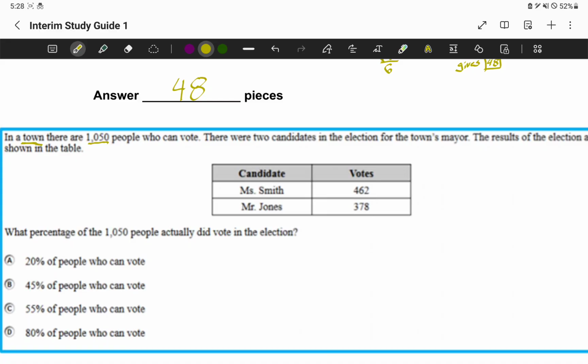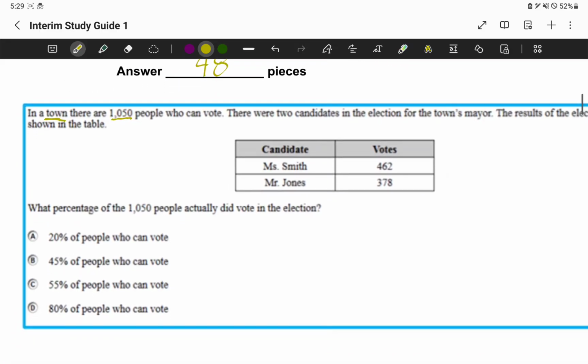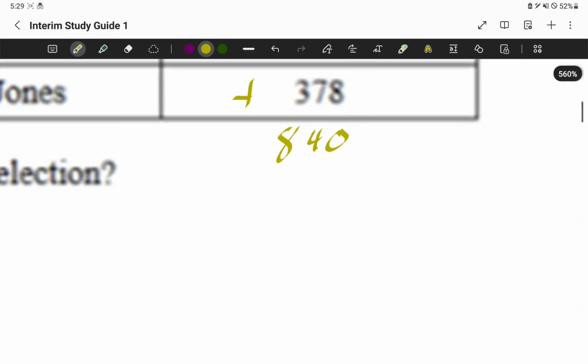So we got these 2 people, and it wants to know what percentage of people actually voted. So we add these people together. Well, 2 plus 8 is 10, carry 1. 1 plus 6 is 7. Yes, I know I said that. Plus 7 is 14. Carry 1. 1 plus 4 is 5. Plus 3 is 8. So that's 840 out of 1,050 people.